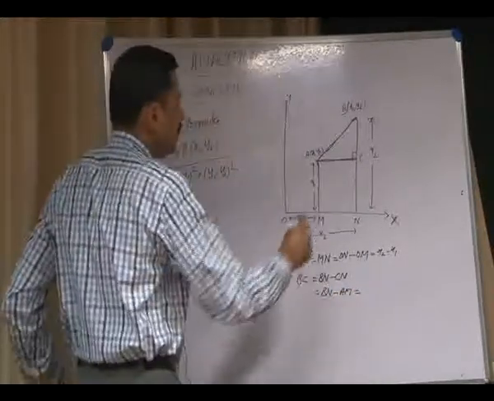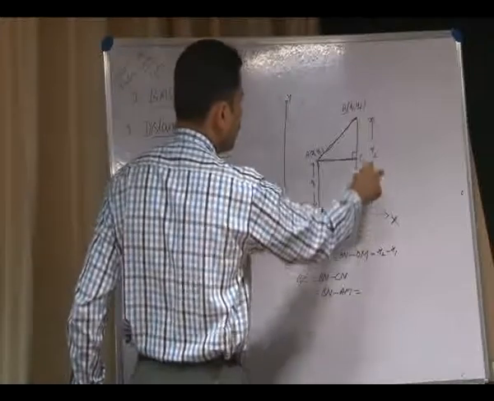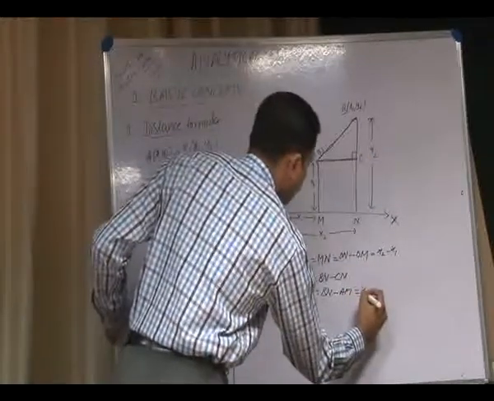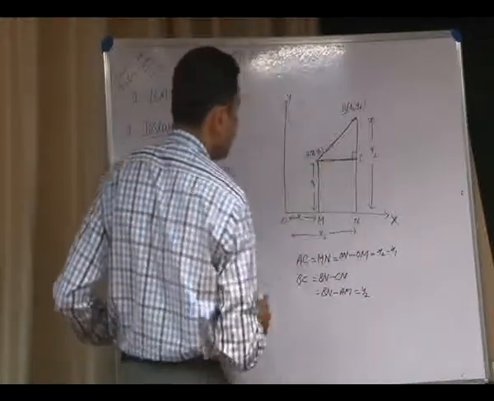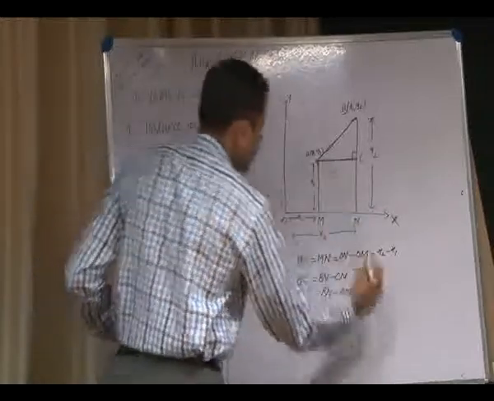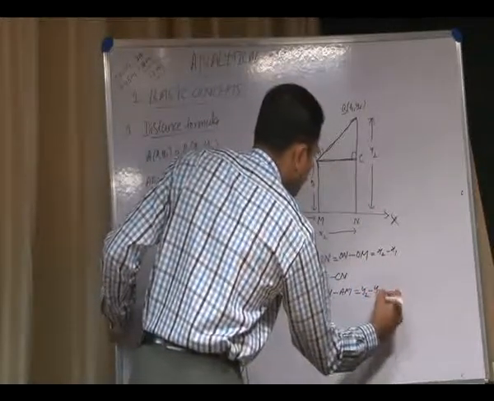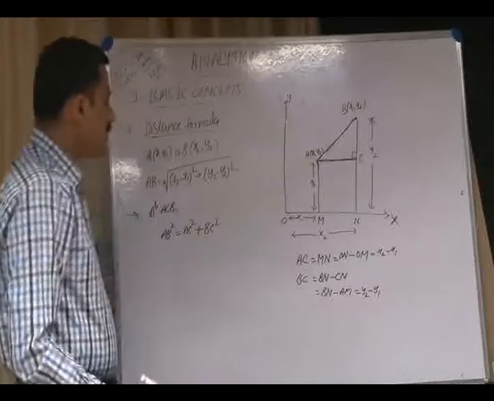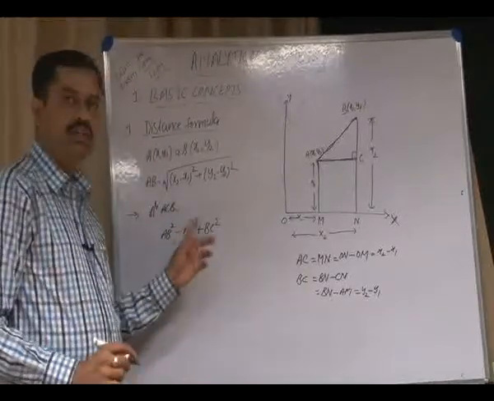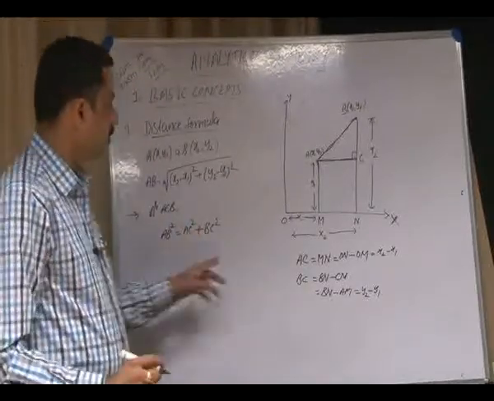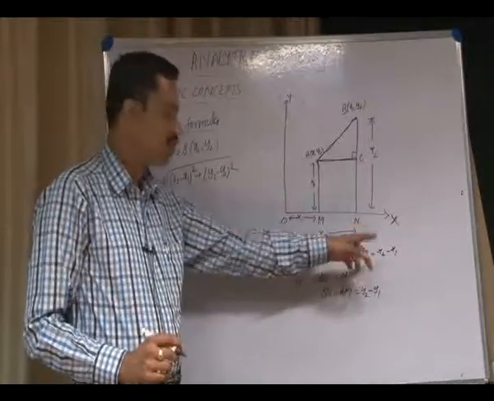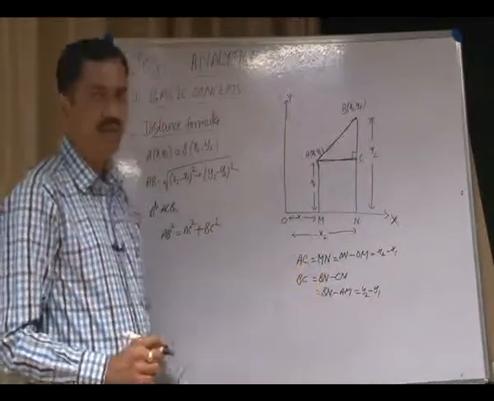So, in this figure, the distance BN represents y2, that is the y coordinate of point B, and AM can be represented as y1, therefore y2 minus y1. Like this, you are going to express these two distances AC and BC in terms of coordinates. For that you will get AC is equal to x2 minus x1 and BC is equal to y2 minus y1.